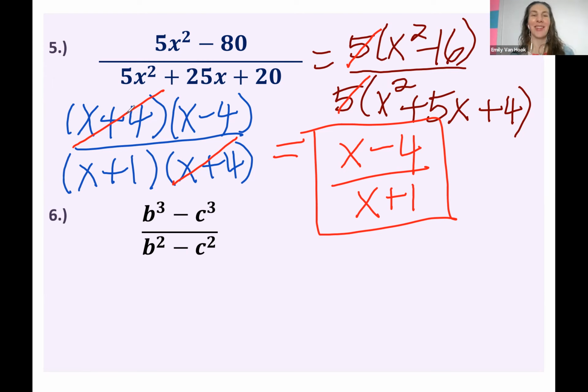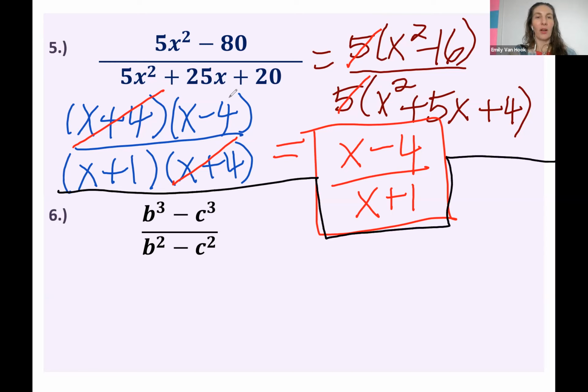It looks like you can do something, but we really can't do anything until we fully factor the numerator and fully factor the denominator. My guess is for most of us, the denominator, the bottom, is a little more recognizable. B squared minus C squared, that is a difference of squares. It's the A squared minus B squared pattern, only it's B squared minus C squared.